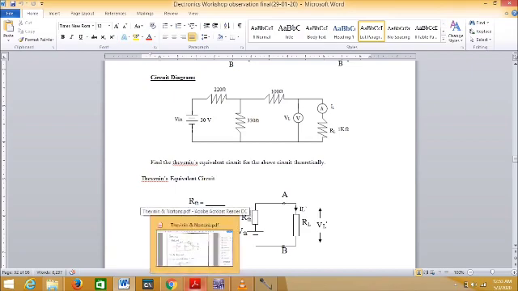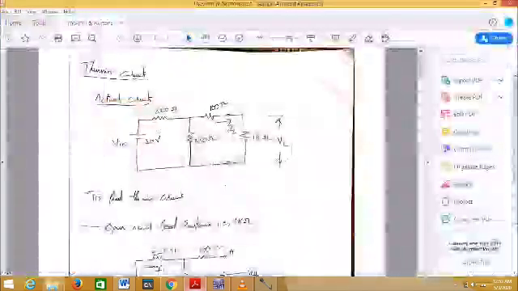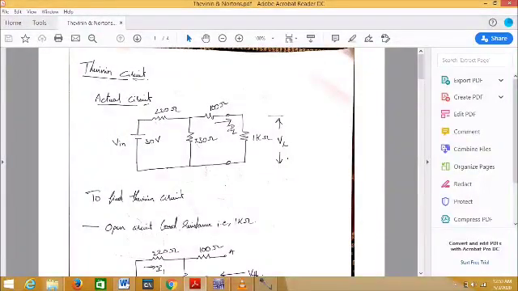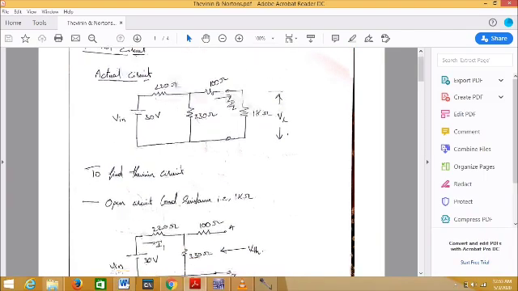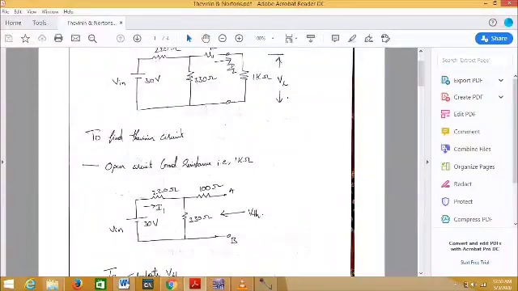I have already done this, so you can see it here. This is the actual circuit. Here this 1 kilo ohm resistance itself will be the load resistance. To find the Thevenin equivalent circuit, what should I do here? The first step is to open circuit the load resistance. If I open circuit the load resistance, the circuit appears like this.